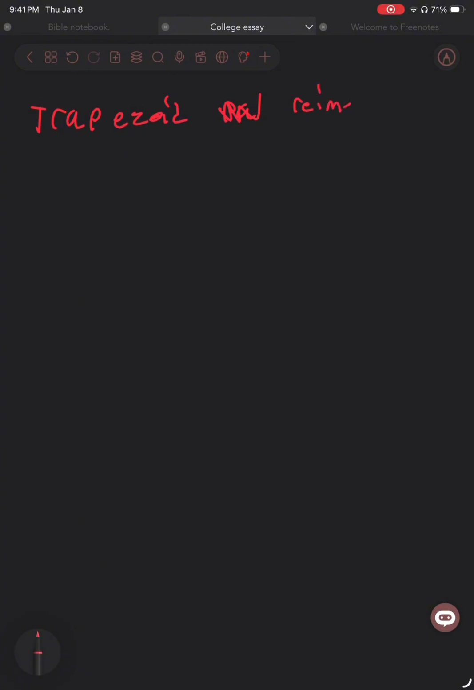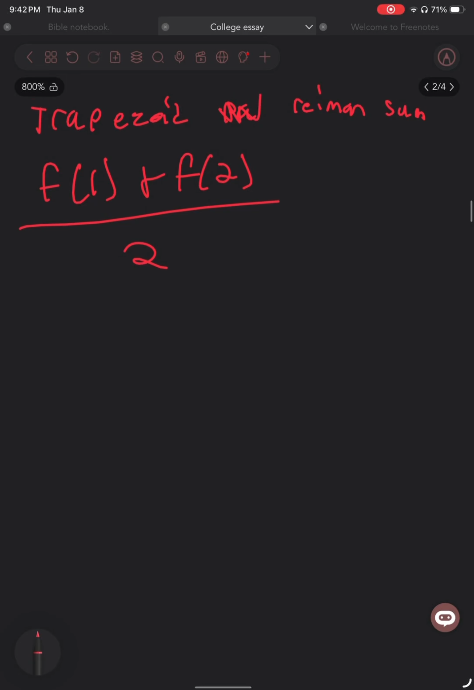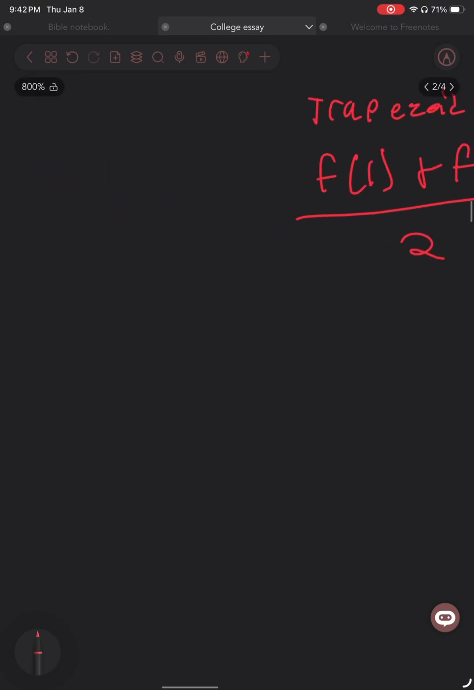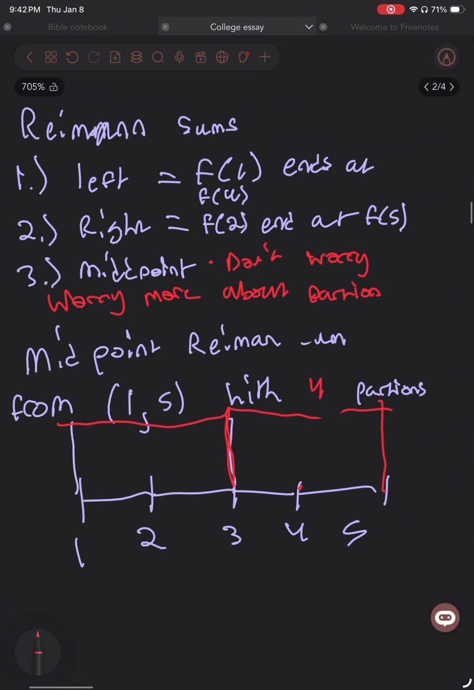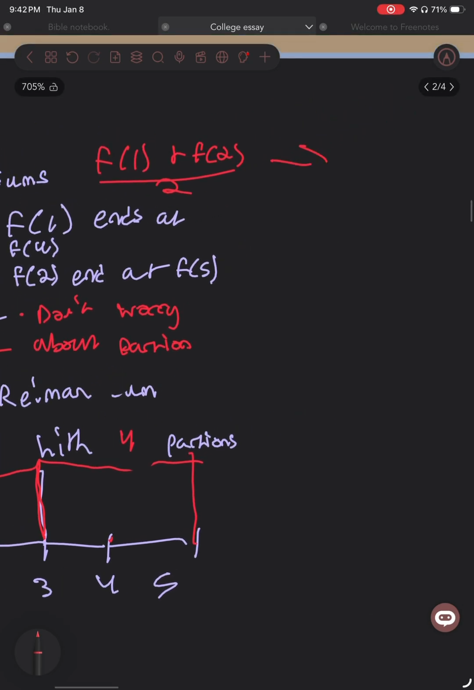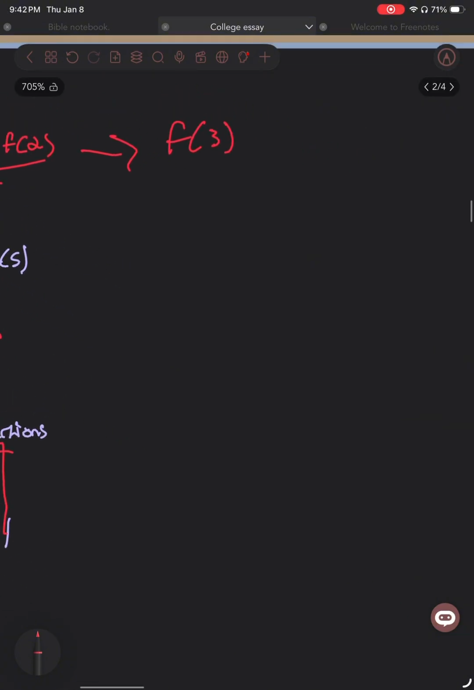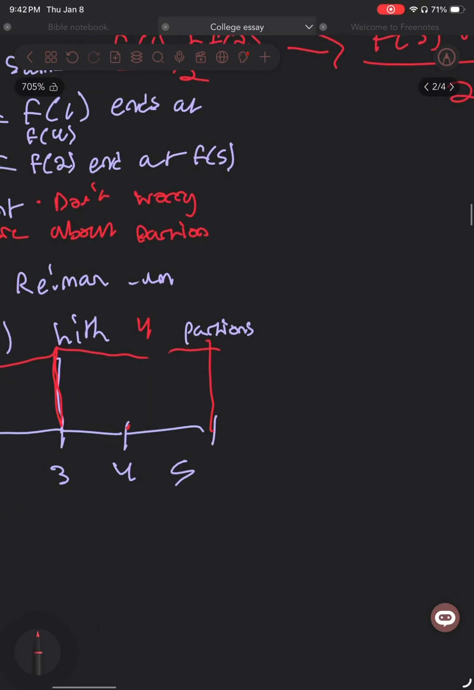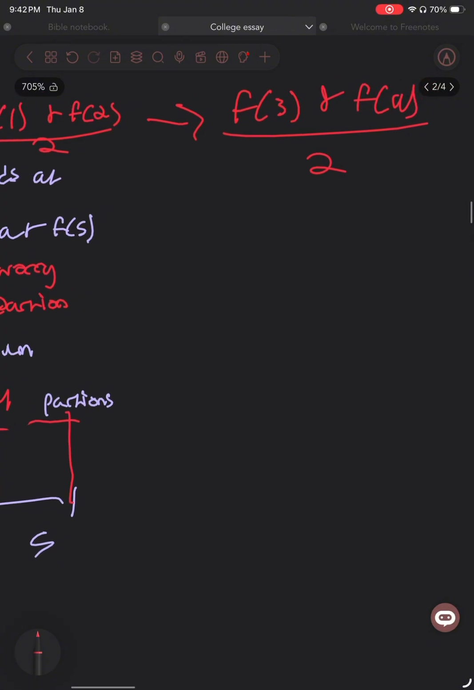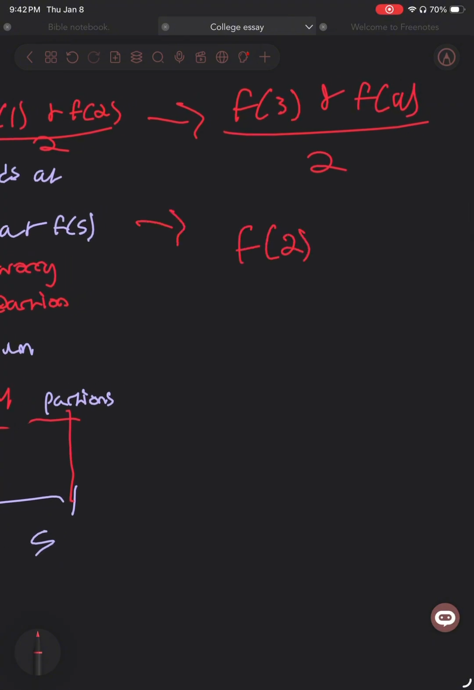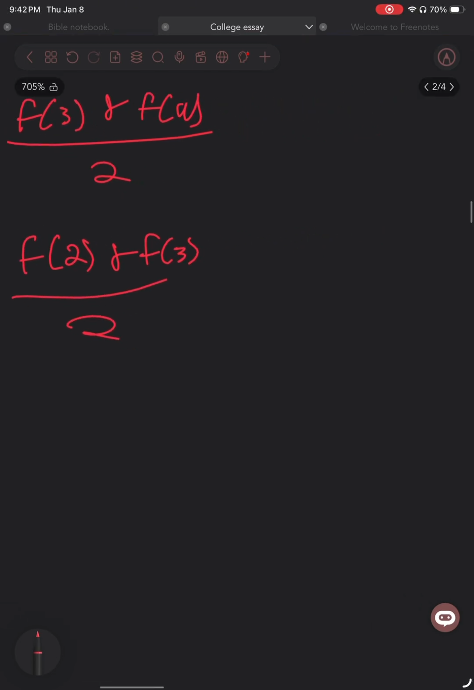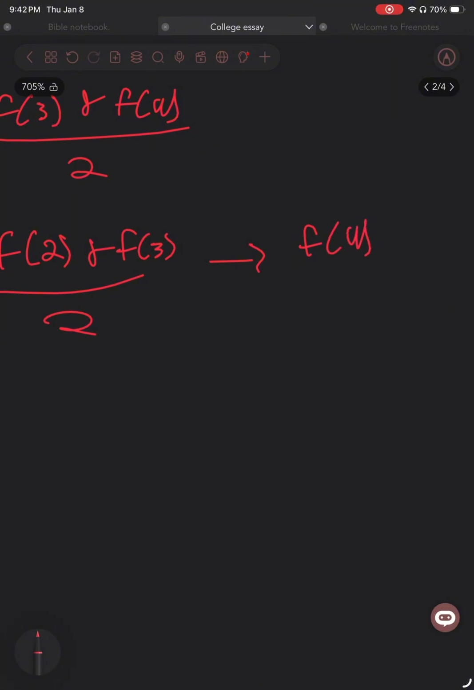A Riemann sum is literally just f of 1 plus f of 2 divided by 2, and then you do that for however many Riemann sums. So if it's a left trapezoidal Riemann sum, you would start at f of 1 plus f of 2 divided by 2, all the way to f of 3 plus f of 4 divided by 2, whereas if you had a right Riemann sum, you would start at f of 2 plus f of 3 divided by 2, and then go all the way towards f of 4 plus f of 5 divided by 2.